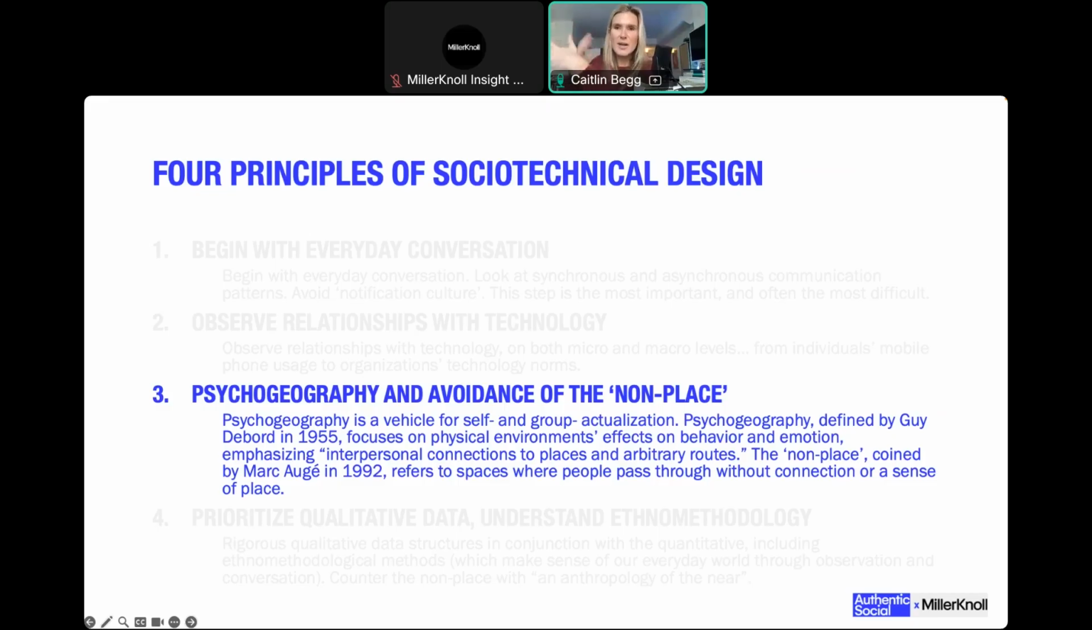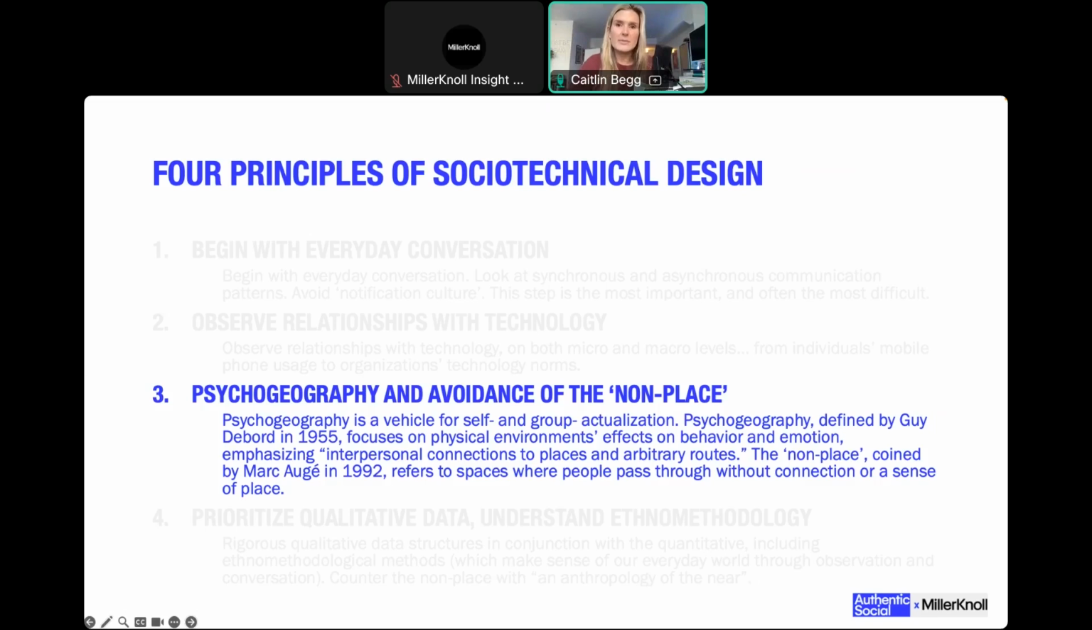Psychogeography is a vehicle for self and group actualization, and is basically the way that our physical environments affect our behavior and emotion. It's the reason why when you go back to your childhood home, you might feel a certain way or act a certain way, or when you went to the library at college, that you might feel a little bit more productive. It's how places really unlock these certain levels in our brains, and that's ideally what we want to do at the office. We want to associate different places with certain behaviors.